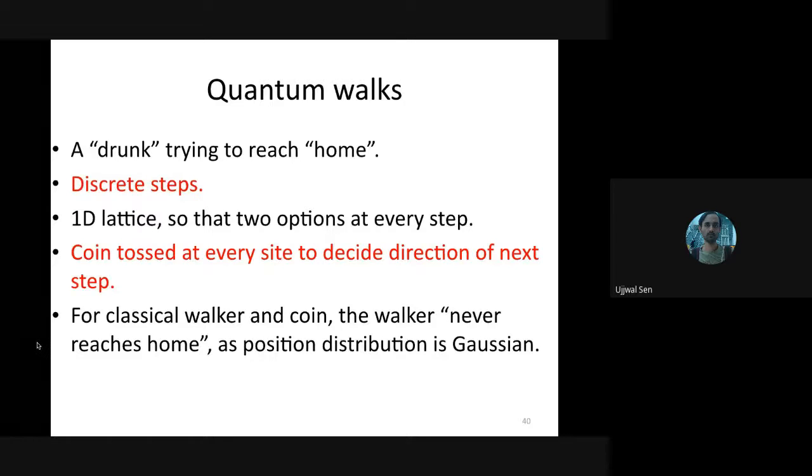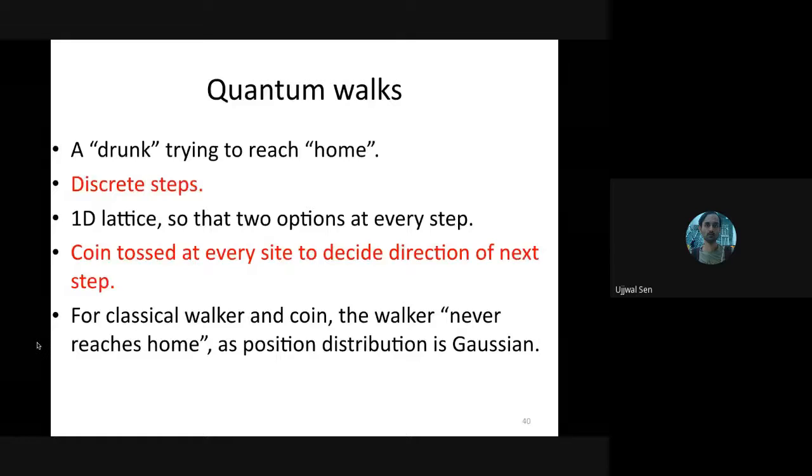What is a walk? Walks can be considered in the classical case as well as the quantum case. We have a drunk who is trying to reach home, and we are considering discrete steps. We are also considering that this drunk is walking on a straight line. So at every step, there are two options available: she or he can walk forward or walk backward. There is no other option. There is no sideways. People have also considered 2-dimensional and 3-dimensional lattices, but here we will consider only a 1-dimensional lattice.